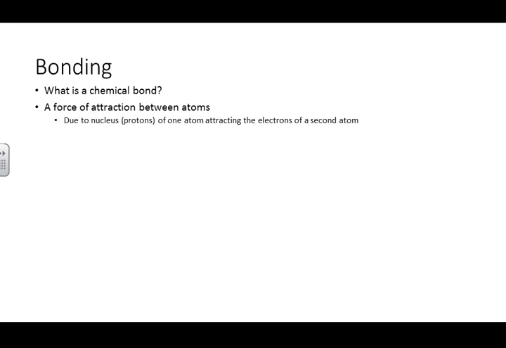That force is due to an attraction between oppositely charged objects. So we have the nucleus of an individual atom attracting the electrons of a second atom. So when we bring two atoms together, each atom's nucleus attracts the electrons of the other atom, resulting in them being held together. So why do atoms do this?